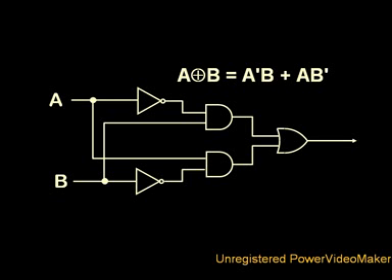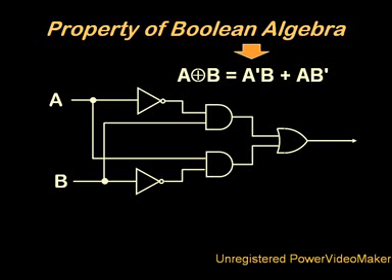Now just in passing, I'll note that that little equation up there, or maybe that identity, looks like something important in algebra. And indeed it is. It's in effect the definition of the symbol XOR, the operation XOR, in Boolean algebra. More on that to come.